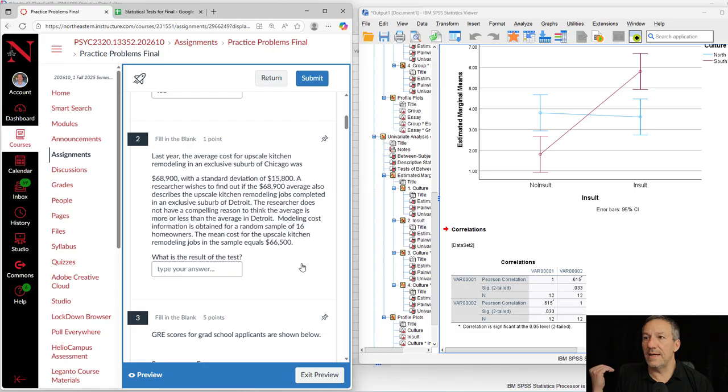We are taking a sample mean that we have, and we're going to compare it against what we consider to be a population mean. So it's like the mean cost for an upscale kitchen remodel is $66,500. We're doing this in Chicago, and we got 68,900 with a standard deviation of 15,800. And this is from 16 homeowners. So you would take all those, and I'll show you how to do it.